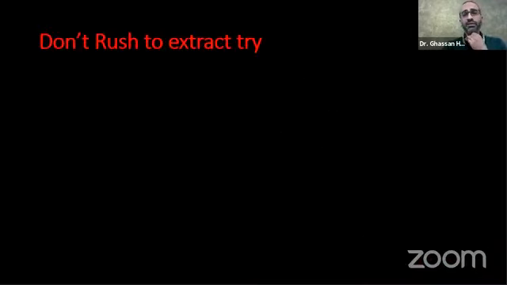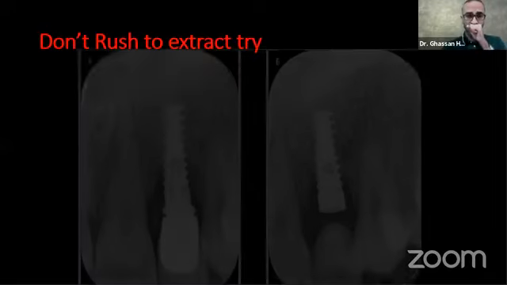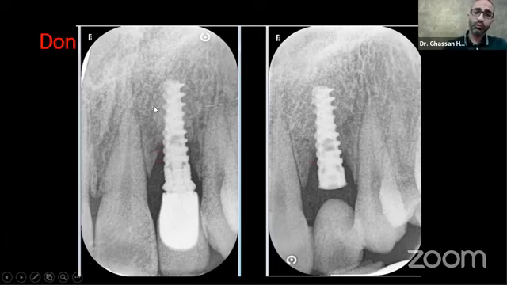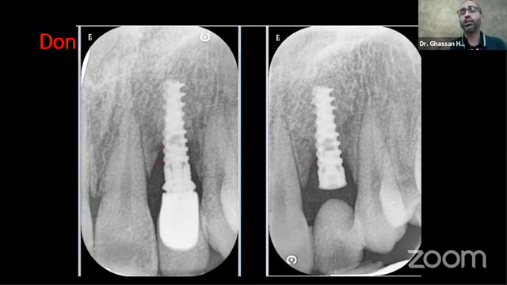So my message: don't rush to extract, try first. I took a periapical parallel X-ray again, and I noticed that before I had 3 threads covered, and after my work, I have just 1 thread covered. That means that we have regeneration. So when I noticed that I have bone gain over this implant, and I didn't do any bone graft procedure around this implant, just soft tissue augmentation, low-level laser and laser decontamination, I asked the patient to do a CBCT.